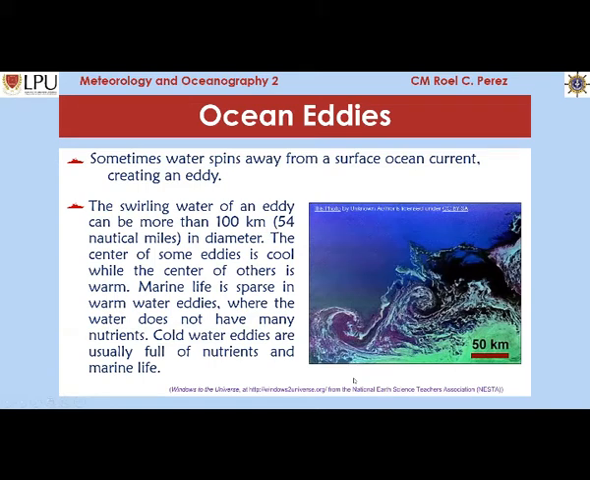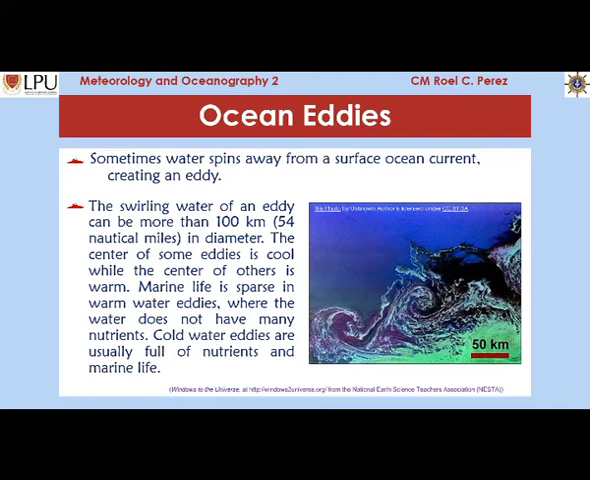Hey, what are ocean eddies? Sometimes water spins away from a surface current, creating an eddy. So because the surface current, like the Gulf Stream, is very large, and it is not actually a straight current, some of its parts are also curving, going to the North Atlantic current. So sometimes water spins away from this current and creating an eddy.